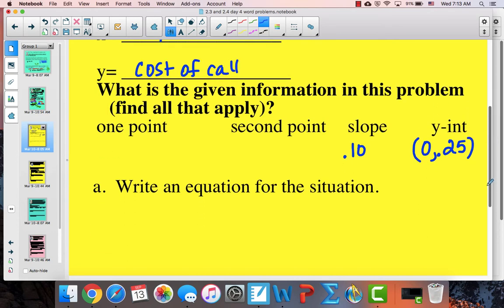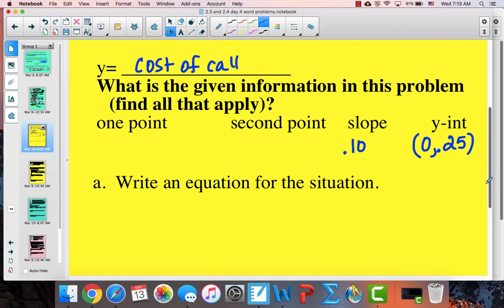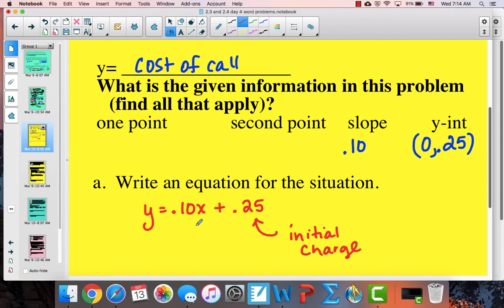All right, it says write an equation for the situation. Okay, so in this case I have my slope and a y-intercept, so I can write it directly in y equals mx plus b. So y equals 0.10x plus 0.25. All right, so now I've got it in y equals mx plus b. Again, that's my initial charge, or my beginning. And my slope is telling me that per minute I'm going to get an additional 10 cents.